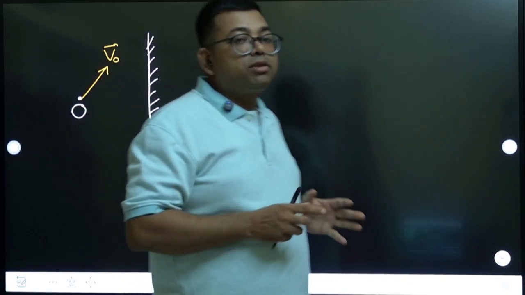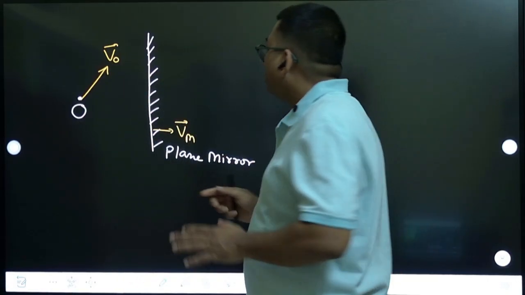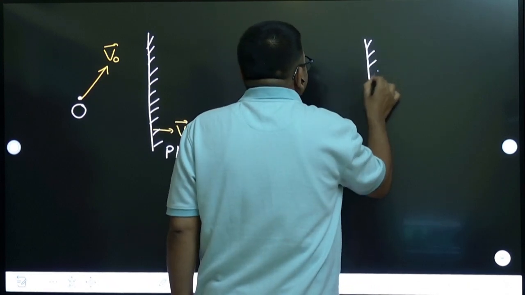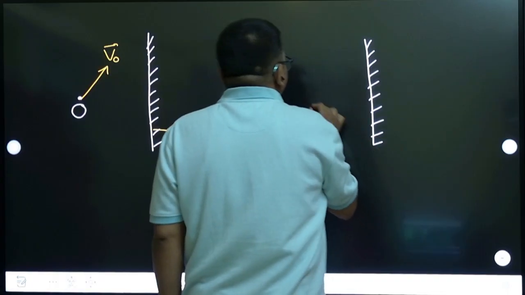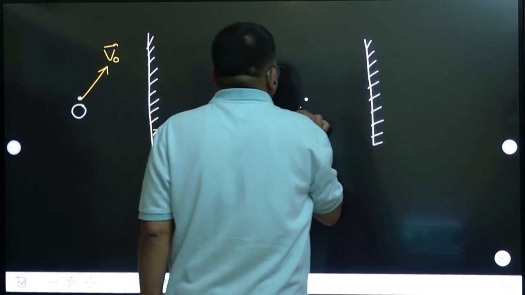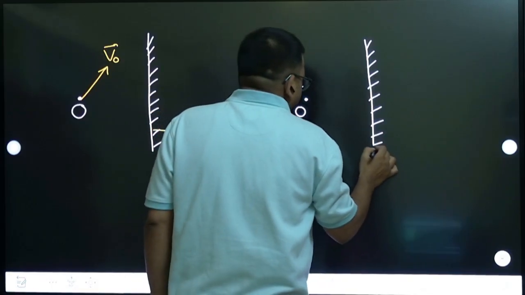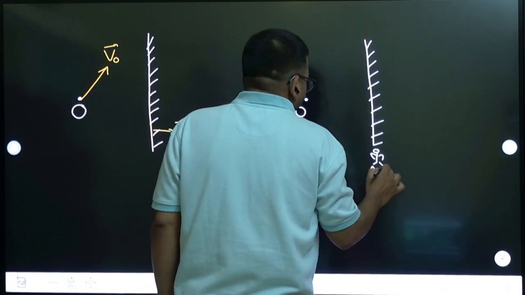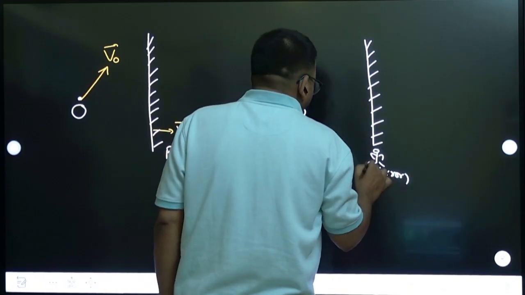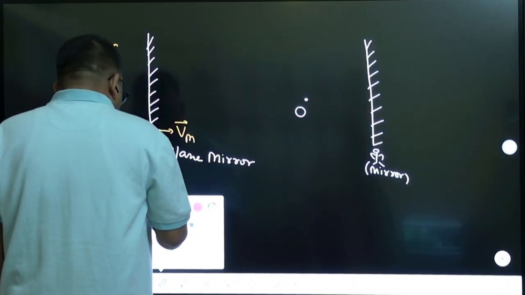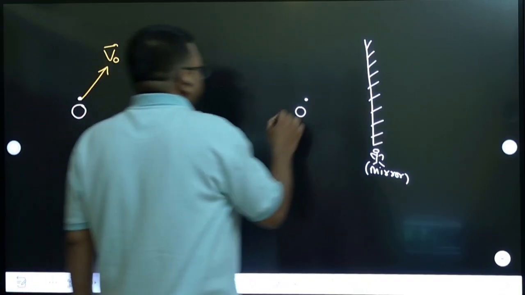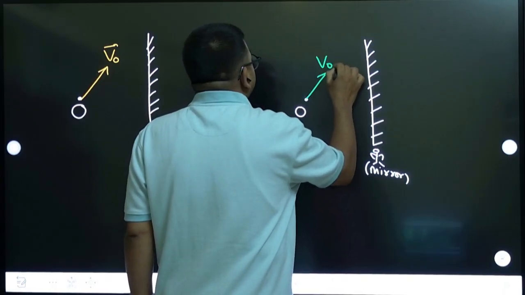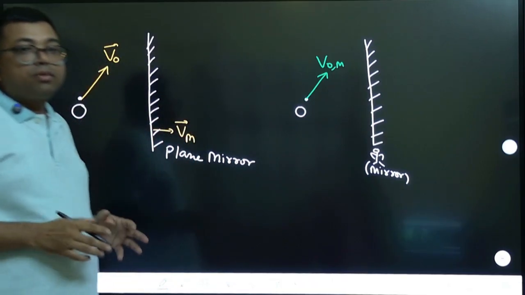Now the first thing we need to do is calculate the velocity of object with respect to mirror. That means here the observer is on the mirror. So the observer is on the mirror, and we need to calculate the velocity of object with respect to mirror. Okay, this is what we need to calculate.